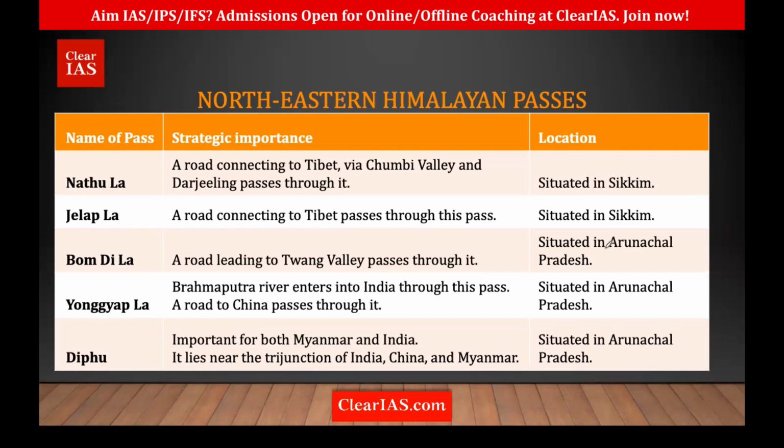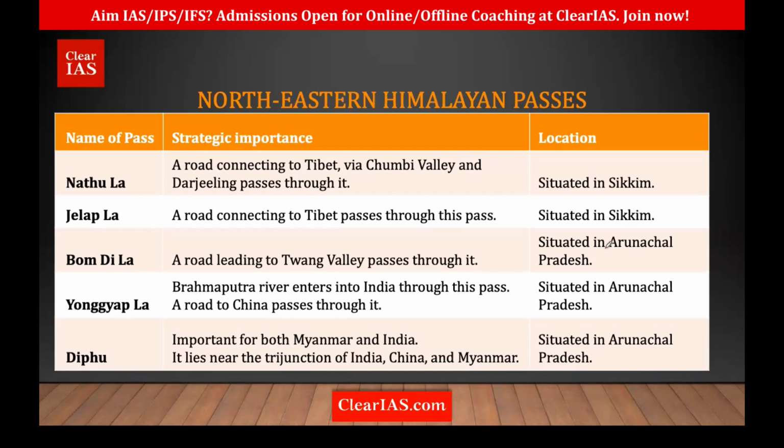Then there is Yongyap La. La means pass. Where is it? It is in Arunachal Pradesh, and through this pass the Brahmaputra River enters India. Also, there's a road connecting to China. So Yongyap La is the pass through which the Brahmaputra River enters.